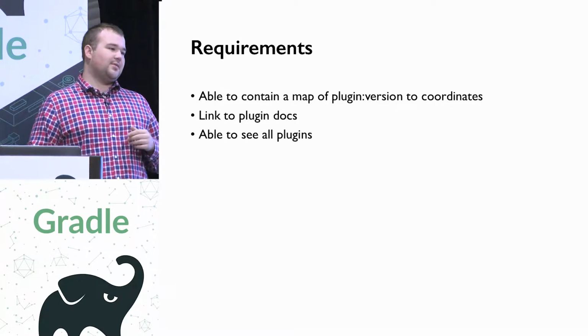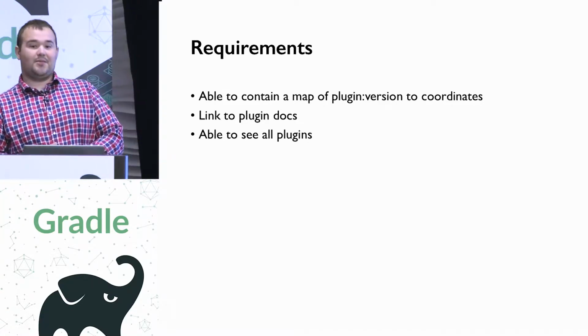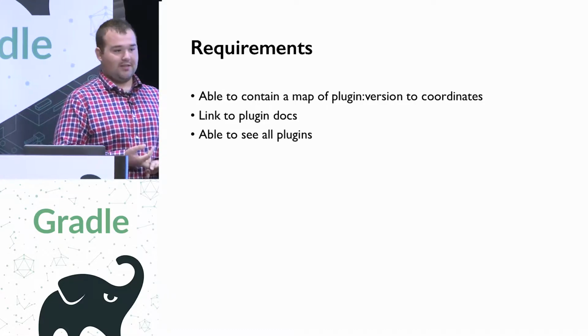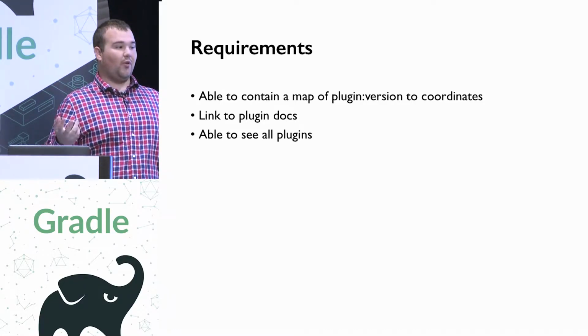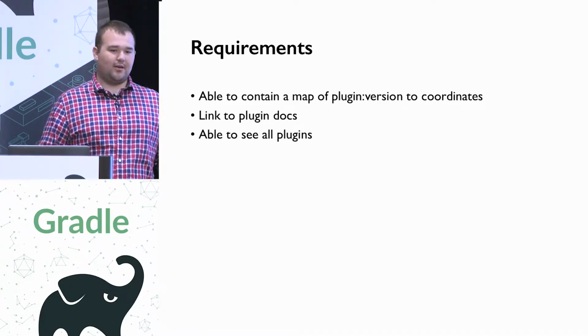One other thing you need to do is be able to specify repositories. If you have your own custom Artifactory instance or Nexus instance, you need to be able to know where to pull things from, right? Otherwise, you're going to be trying to pull from Maven Central, and that's just not going to work.